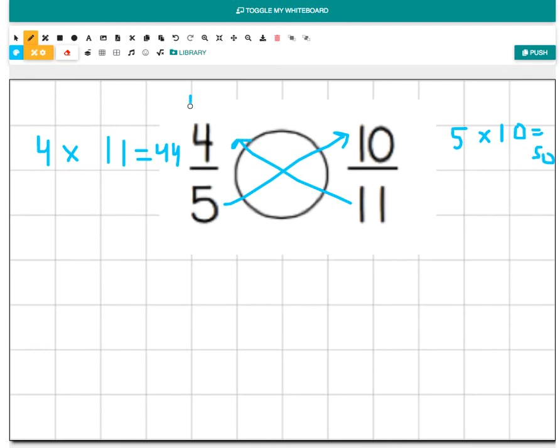So that means we're going to put 44 up here, 50 over here, and then we're going to compare. So 44 is less than 50. That means 4/5 is going to be less than 10/11. All right? So make sure when you do your multiplication that you're doing it slowly so you don't mess up. But if you need any help, please let us know. And this will be our last strategy for comparing with unlike denominators.